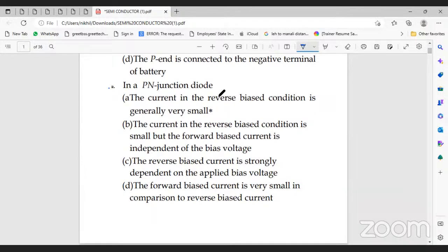In the PN junction diode, choose the correct statement here. Current in the reverse bias condition is generally very small. Yes, because in the reverse bias, there will be no conduction of current. Current is very, very less. It is of the order of almost 10 power minus 6 ampere, a microampere, which is almost a negligible value. So in the case of the reverse bias, the current is very, very small.